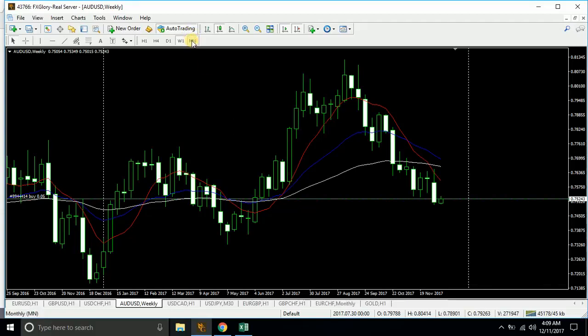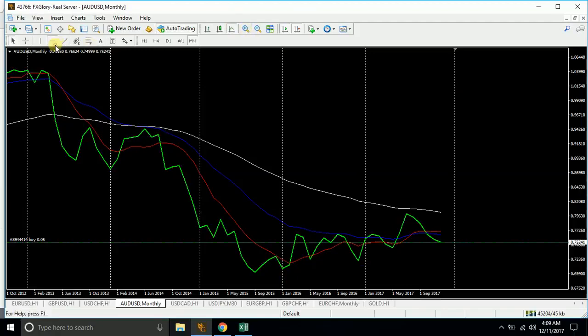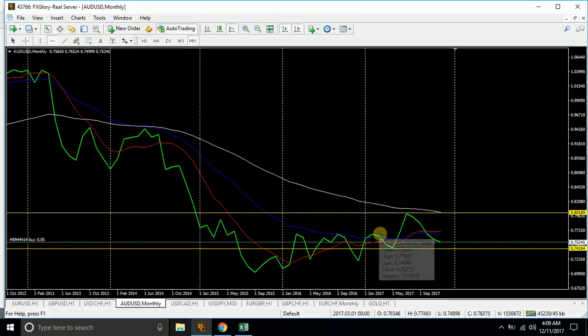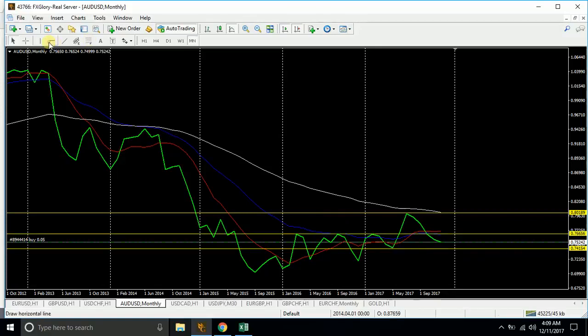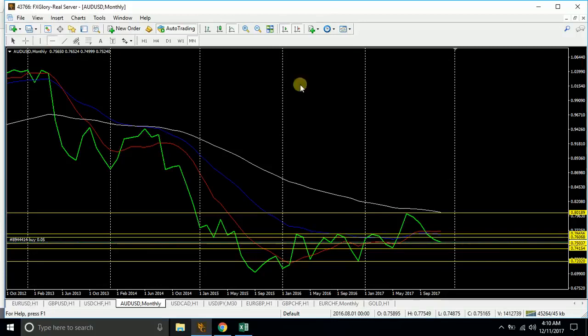Okay. First things first. Monthly time frame. Line chart. Most recent level of resistance. Most recent level of support. Second most recent level of resistance. Second most recent level of support. Closest level of support, sorry about that. Closest level of resistance.